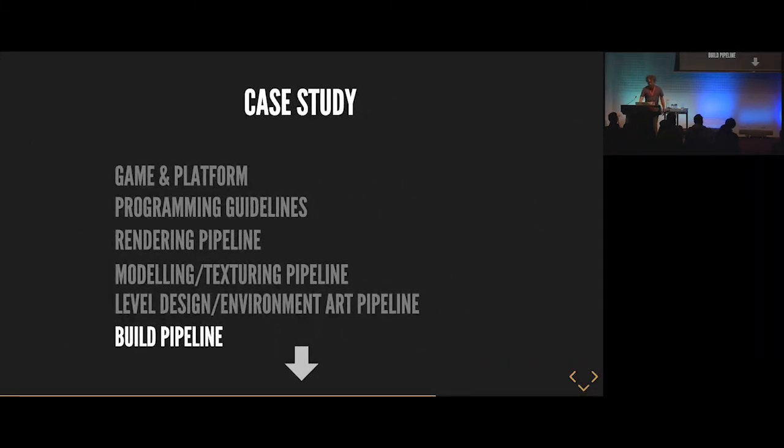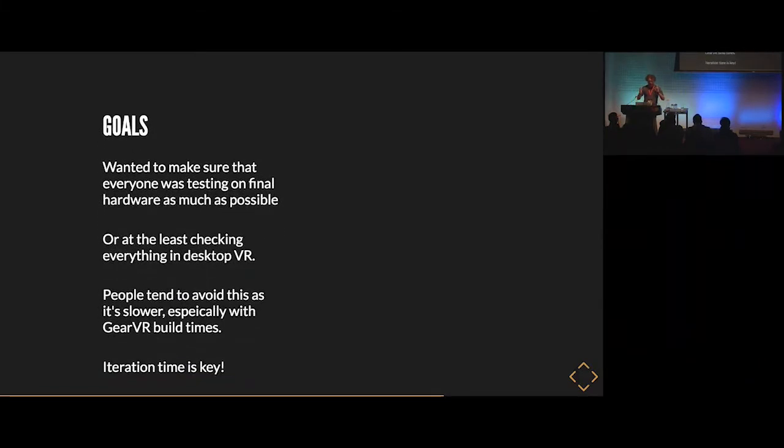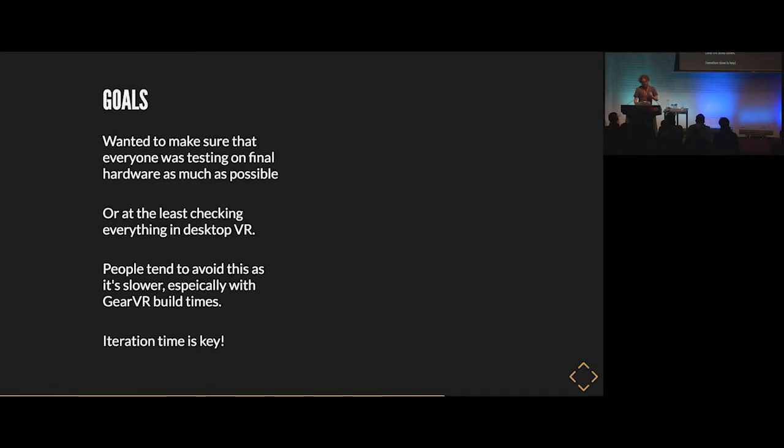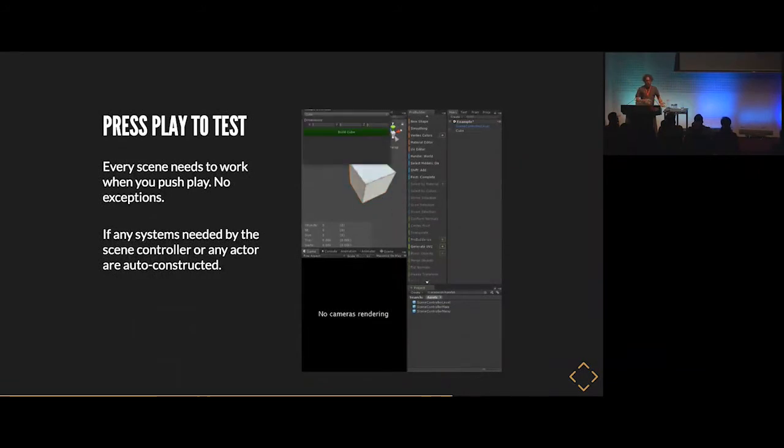So the final thing is the build pipeline, and you're probably going, oh, hang on a second, this is a performance talk. Why is there a build pipeline in this thing? Well, it's about testing on device and getting your team to test on device, because we were making a VR game and we did not have enough headsets. So we wanted people to use the headsets as much as they possibly could, get that iteration time down, but also get them to work on the device as much as possible.